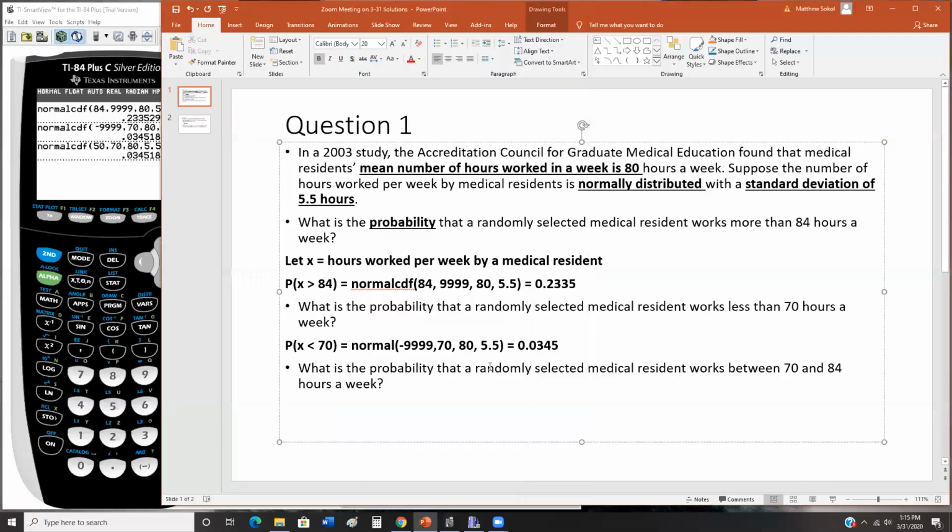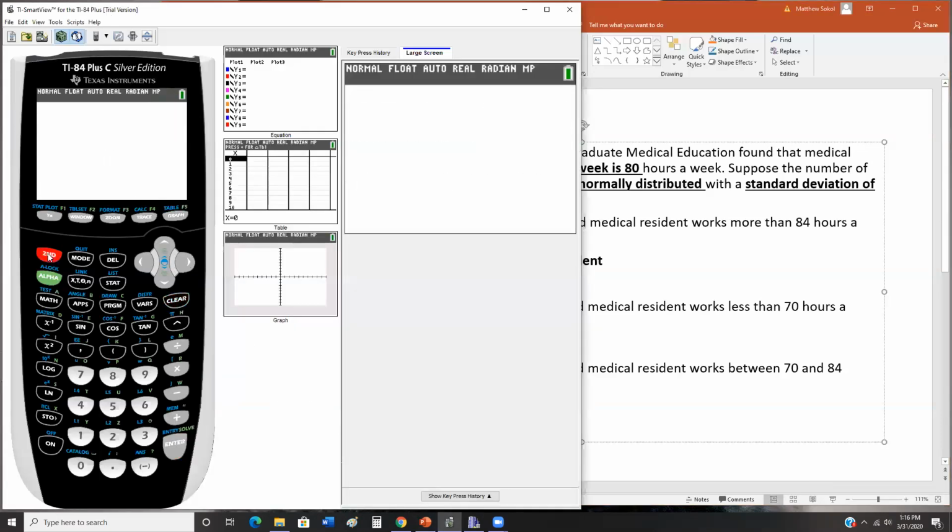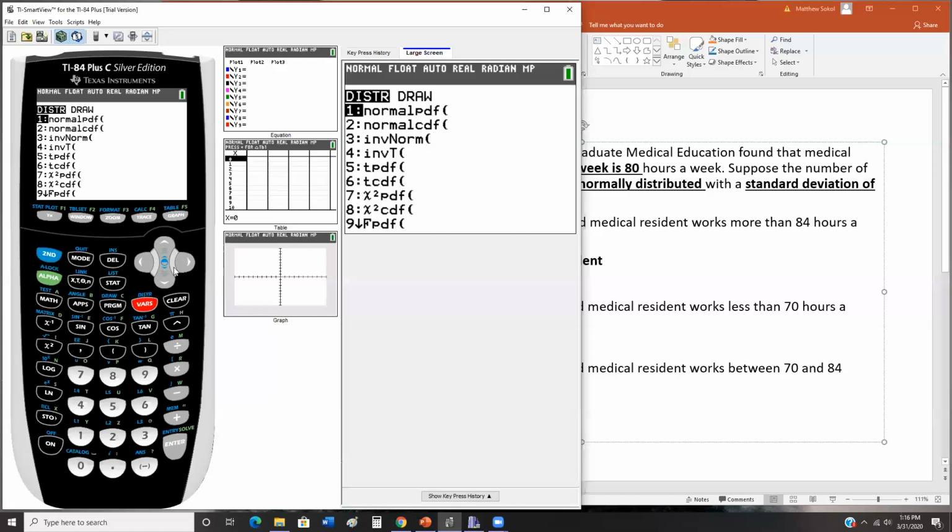Okay. Let's try this one. What is the probability that a randomly selected medical resident, now I'm saying, works between 70 and 84 hours? So I want to find the probability that that randomly selected medical resident is between 70 and 84. So this is an in between. So when I go to my calculator here, I'm going to go second function DISTR. I'm always going to go to the normal CDF.